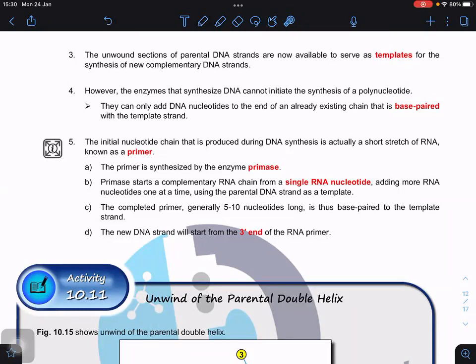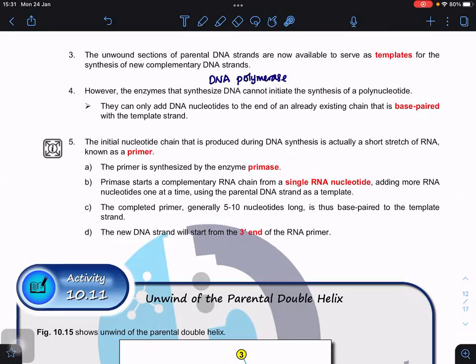However, the enzyme that synthesizes DNA cannot initiate the synthesis of a polynucleotide. This enzyme is DNA polymerase. DNA polymerase does not know where to start, so we need to add DNA nucleotides to the end of an already existing chain. They only add DNA nucleotides that base pair with the template strand, meaning they only recognize double-stranded structure rather than single-stranded structure.